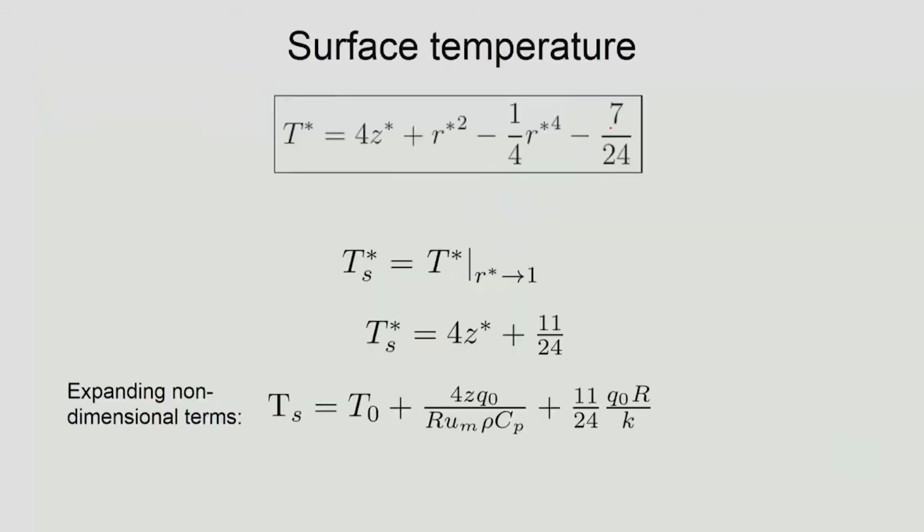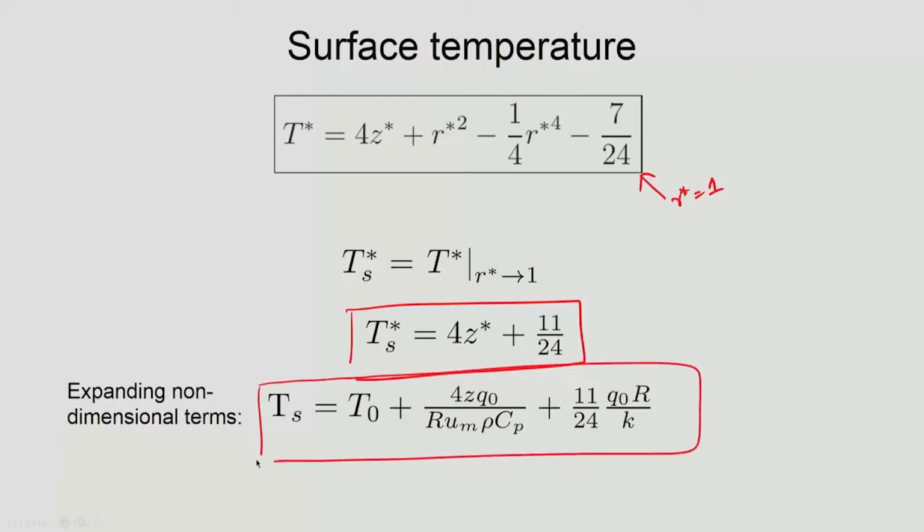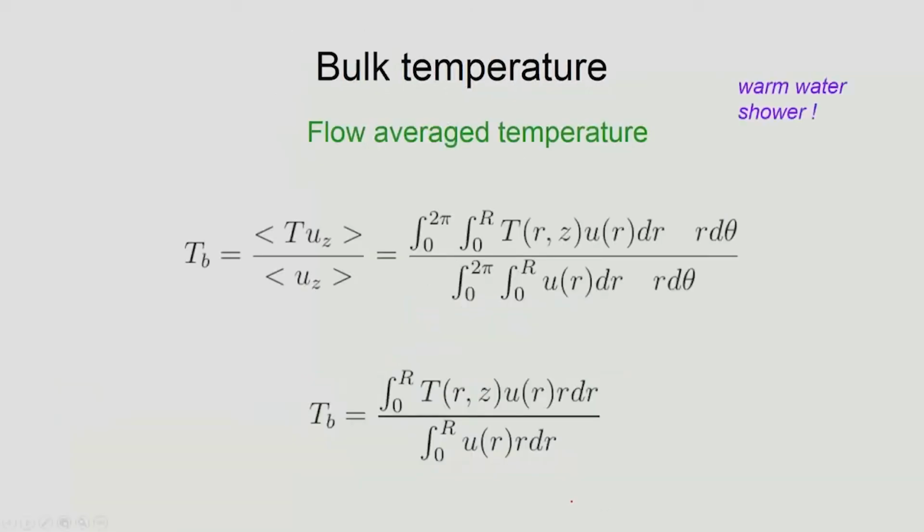We will do that. Simply substitute r star is equal to 1, and you get T star, the surface temperature, given as 4z star, and then 1 minus 1 by 4 minus 7 by 24. That gives you straight away this. Now, when you expand this using the non-dimensionalization expressions, that gives you the surface temperature as a full expression here. Now, the bulk temperature has to be introduced.